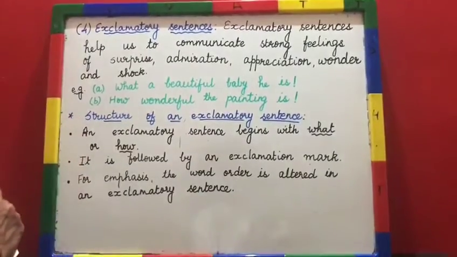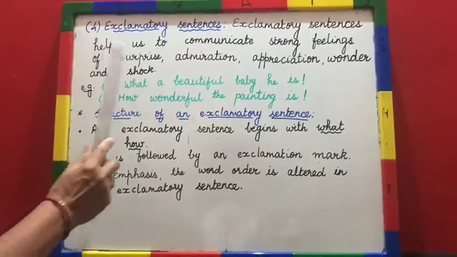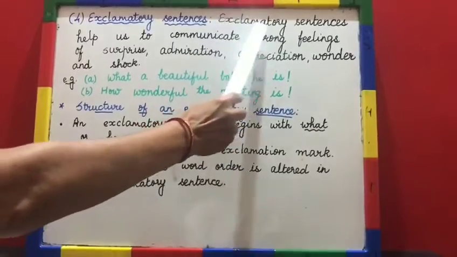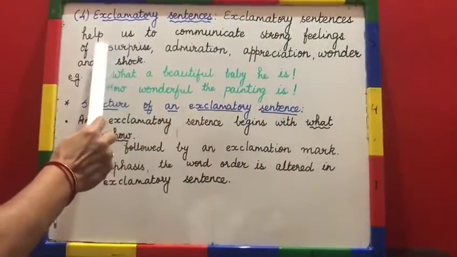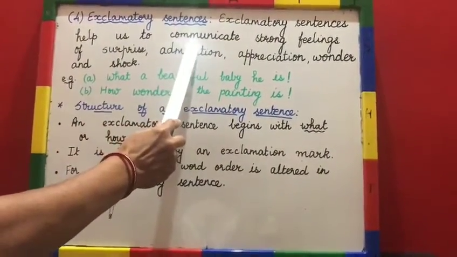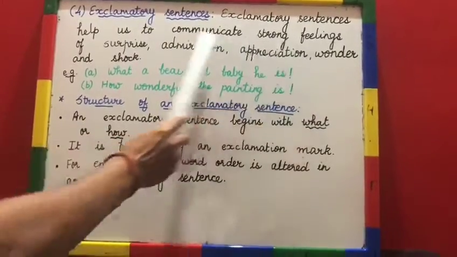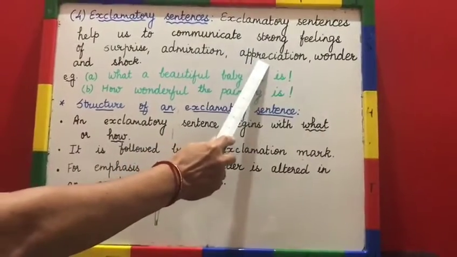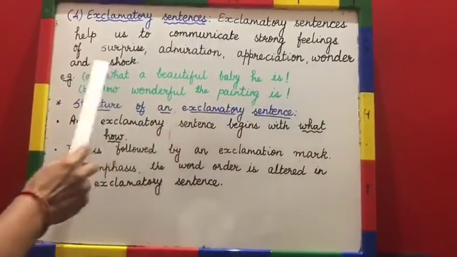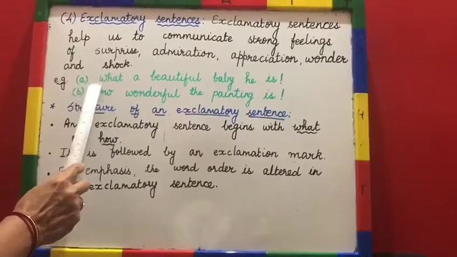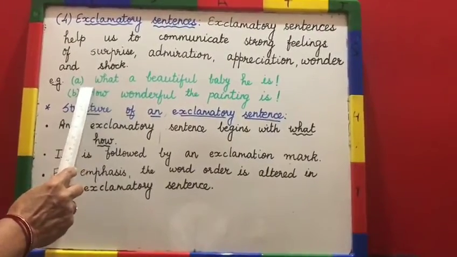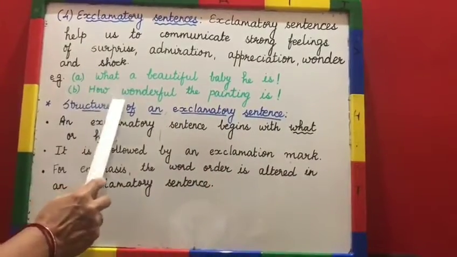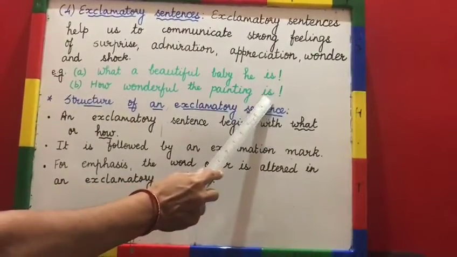Now the next type of sentences are the exclamatory sentences. Exclamatory sentences help us to communicate strong feelings of surprise, admiration, appreciation, wonder and shock. Now let us see the examples. A. What a beautiful baby he is. B. How wonderful the painting is.